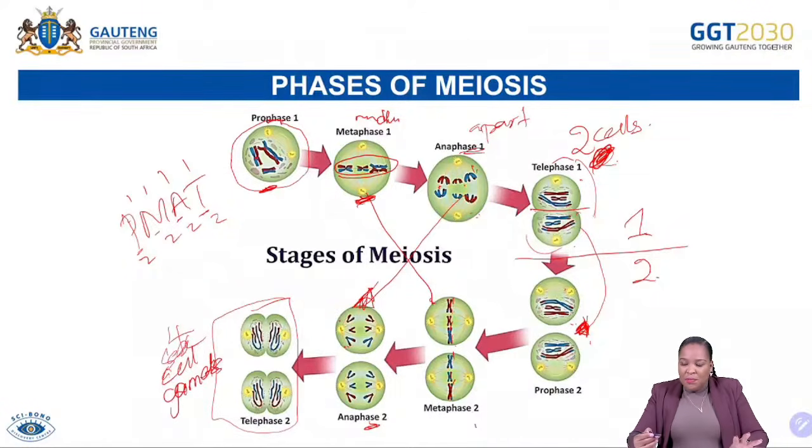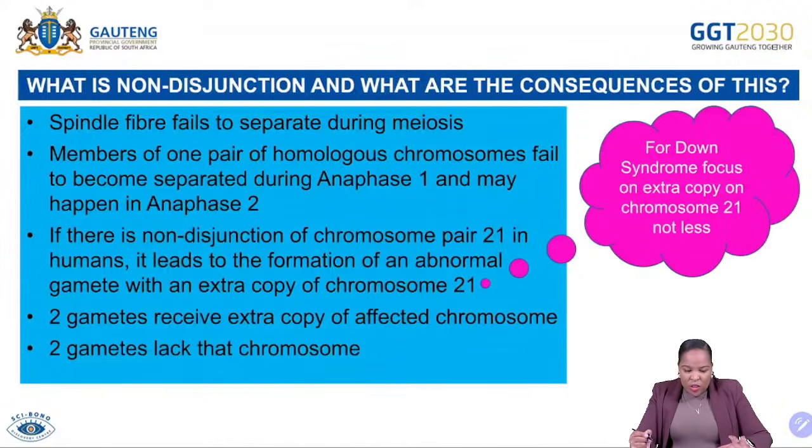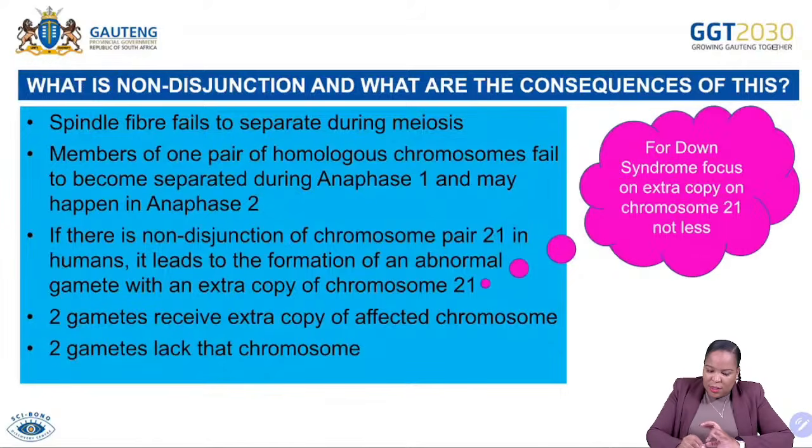So that is what you need to remember. Please go through the processes fully. And another thing that you need to remember here is nondisjunction. What is nondisjunction? Spindle fibers fail to separate during meiosis. Sometimes, remember, all these processes are controlled, but sometimes things happen. Now, when the spindle fibers fail to separate, what's going to happen? This may lead to members of one pair of homologous chromosomes failing to separate during which stage? Anaphase 1 or anaphase 2.